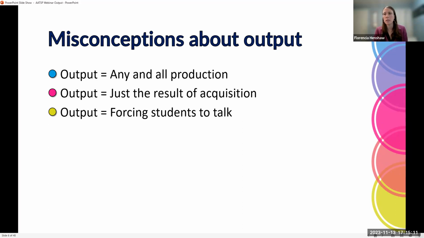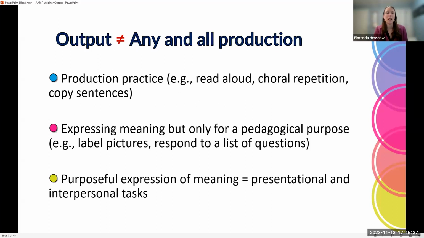And then the last one has to do maybe more with what I see in the classroom, right? Some of the misinterpretation of communicative language teaching is that output is forcing students to talk, to think that, well, if I'm observing a communicative language class, the students should be talking 90% of the time. That is not what anybody meant by output, and it doesn't necessarily reflect the role of output. So we'll unpack that misconception in just a minute. Let's start with the first one, right? The first one is that output is any and all production.